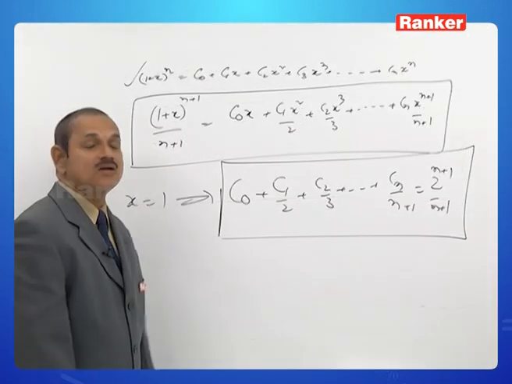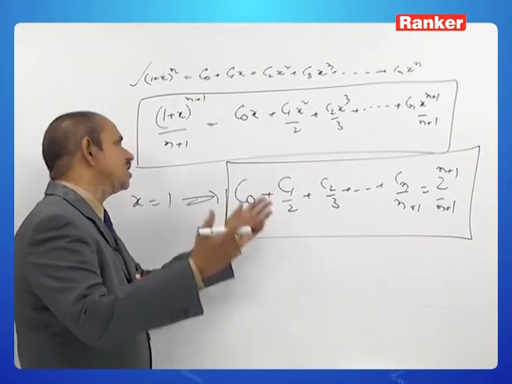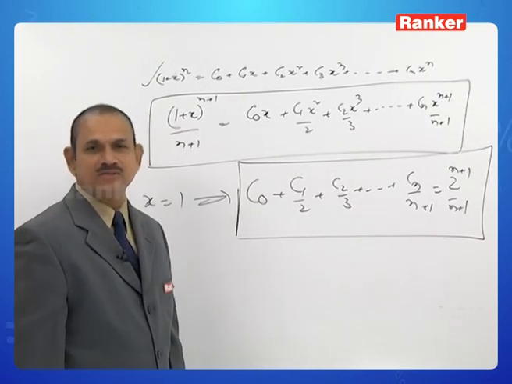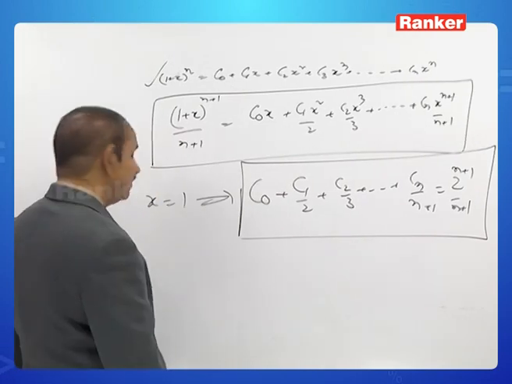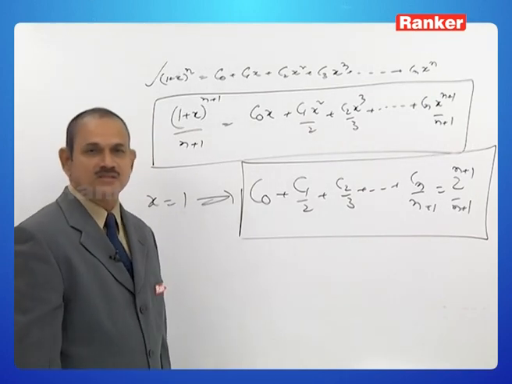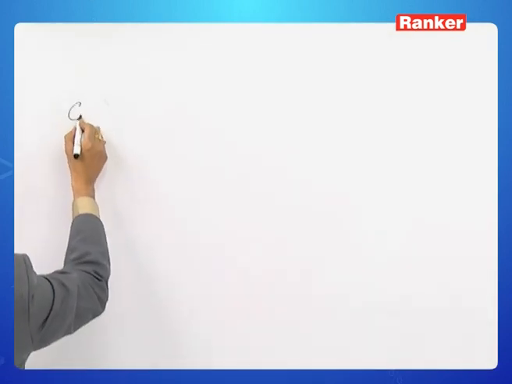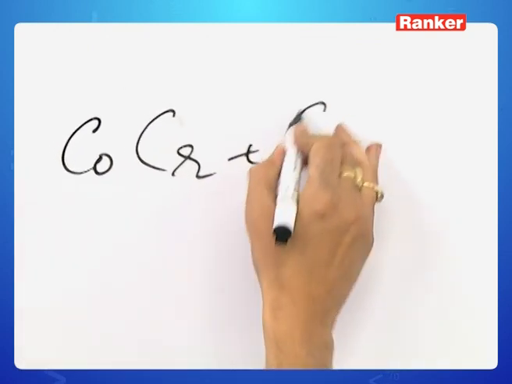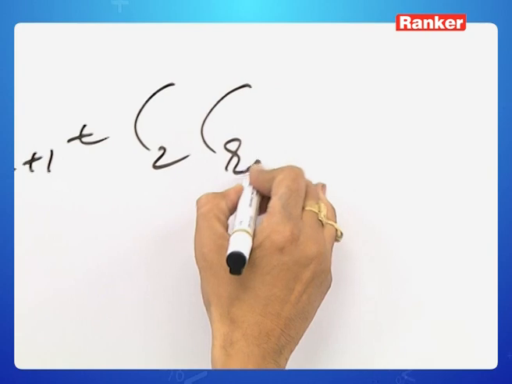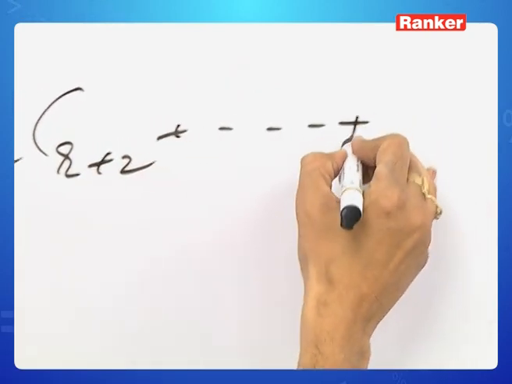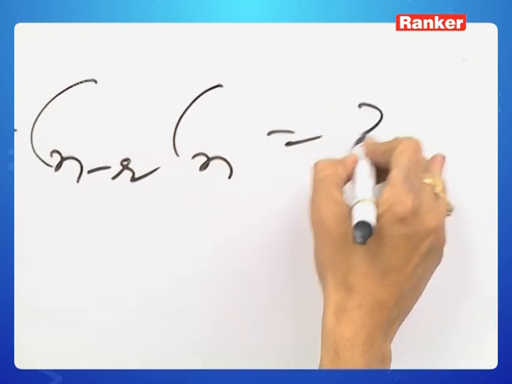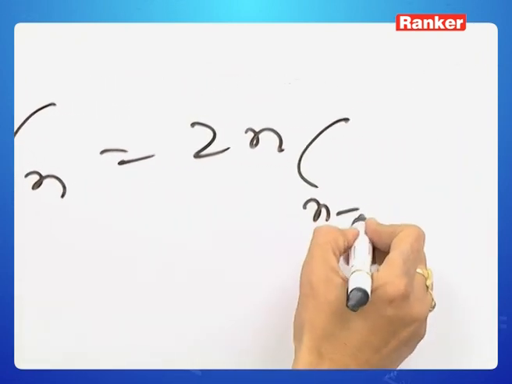Well, the process is not over. There are still so many results that can be obtained by making use of this 1 plus x whole to the power of n. Let us now look at one more such important result. You please observe this: C0 CR, C1 CR plus 1, C2 CR plus 2 and so on, Cn minus r Cn is equal to 2n Cn minus r, is equal to 2n Cn plus r.